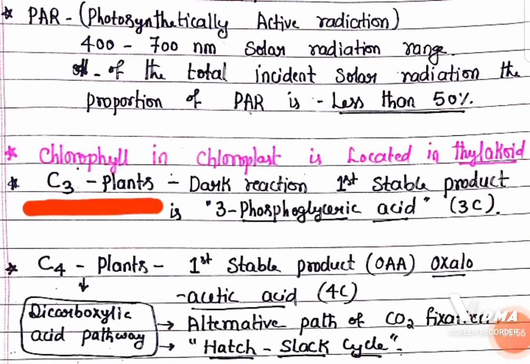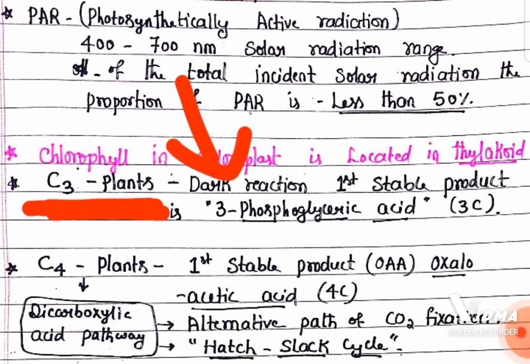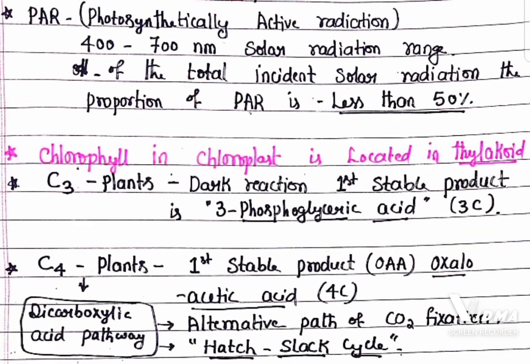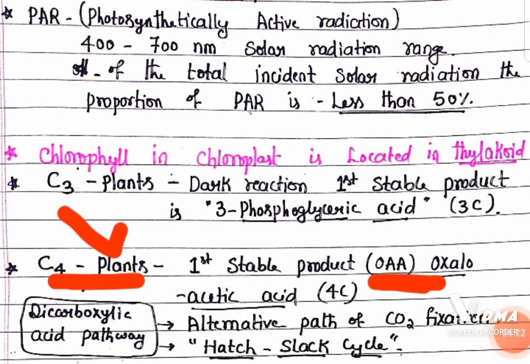In C3 plants, we can observe the Calvin cycle or C3 cycle, which is a part of the dark reaction, the light independent reaction. And in C3 plants, the first stable product is 3-carbon phosphoglyceric acid. Whereas in C4 plants, in the C4 cycle, we can observe that the first stable product is oxaloacetic acid, 4-carbon oxaloacetic acid.